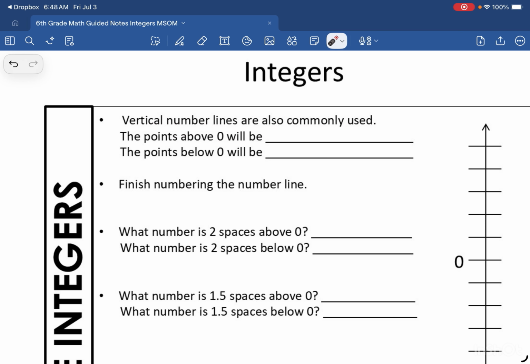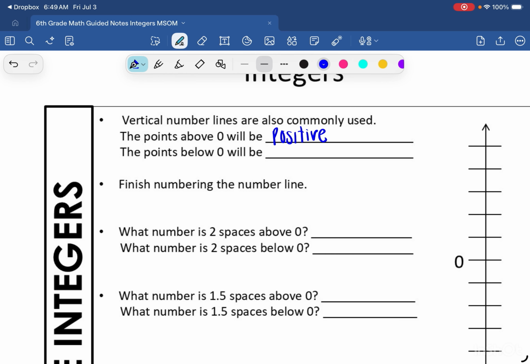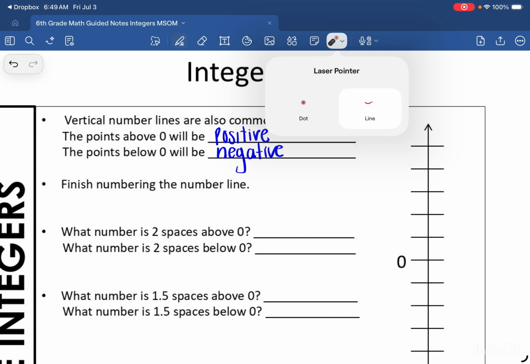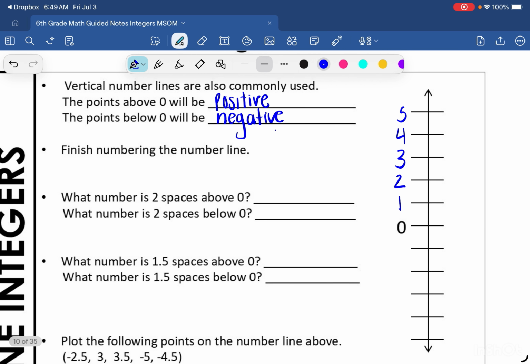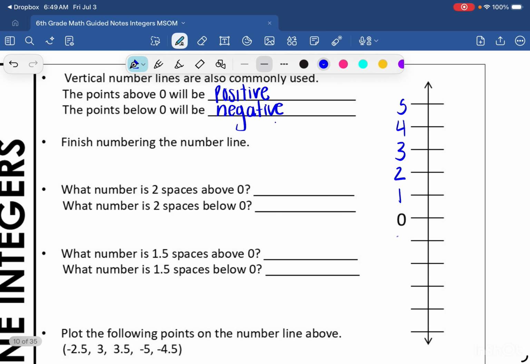Vertical number lines are also commonly used. The points above 0 will be positive. The points below 0 will be negative. Finish numbering the number line. So we have 0. The points above 0 will be positive. So we have 1, 2, 3, 4, and 5. And the points below 0 will be negative. -1, -2, -3, -4, and -5.